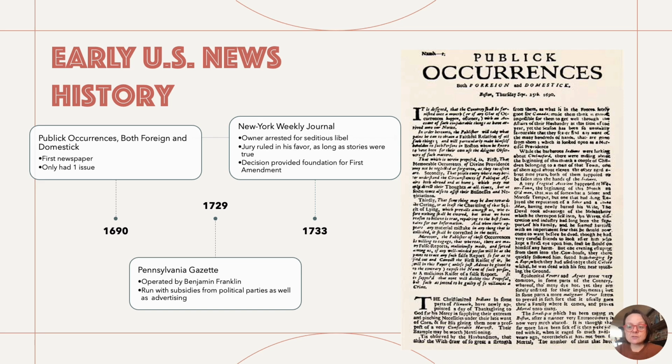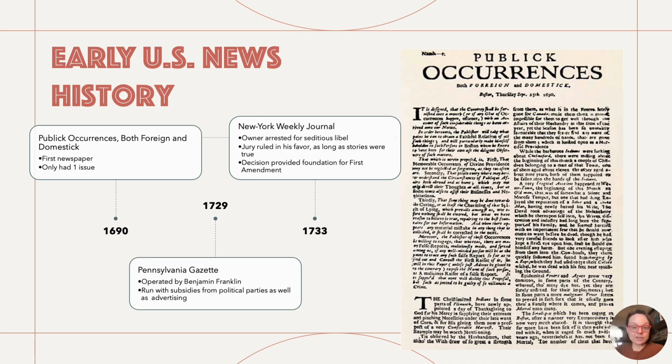The New York Weekly Journal was one of the first longer running newspapers in the United States and became critical to our development of the First Amendment because the owner was sued for defaming the then governor of New York based on some of the things written in the paper. And the judge at the time ruled that it was okay for newspapers to critique public figures so long as they could show that their stories were based in evidence. And this decision went on to be foundational to the First Amendment.